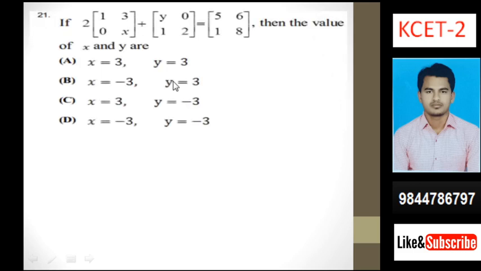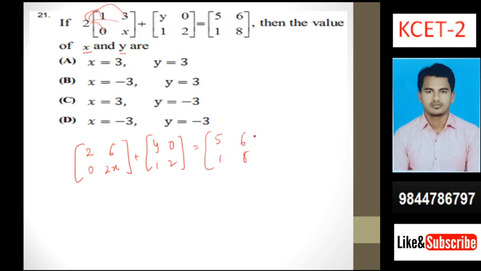Now again, this is from the year 2017. I need to find the value of x and y. See here, I need to calculate the value of x and y. Now this is scalar multiplication. Multiply with scalar 2 the matrix [6 0; 2x ...] plus [y 0; 1 2]. Remember, first we multiply with the scalar, each and every element, which gives 5, 6, 1 and 8.